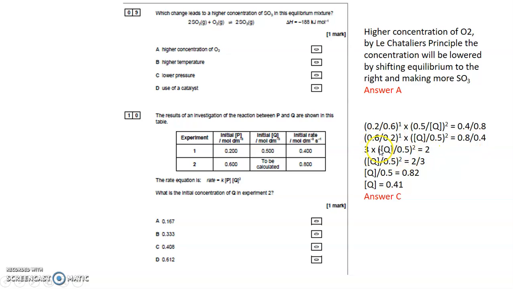This is 3 to the power 1 equals Q divided by 0.5 squared. 0.8 divided by 0.4 is 2. Divide both sides by 3, so the concentration of Q divided by 0.5 squared is 2/3. Square root everything. Square root of 2/3, 0.66667, is 0.82. That's the square root. Multiply both sides by 0.5. 0.82 multiplied by 0.5 is 0.41. So that's close to answer C.